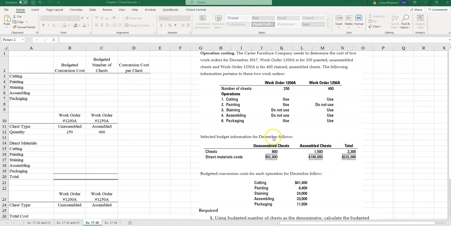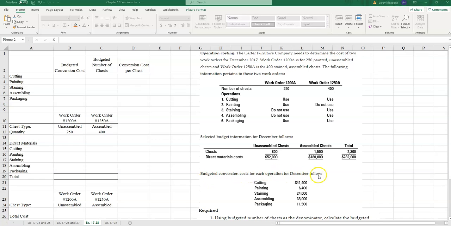Now, select budget information for December is as follows. Total number of chests we expect to make, 800 unassembled and 1,500 assembled for a total of 2,300 chests. Direct materials costs, $52,000 and $180,000 for a total of $232,000. $52,000 of direct material costs associated with the unassembled chests, and $180,000 of direct materials costs associated with the assembled chests.